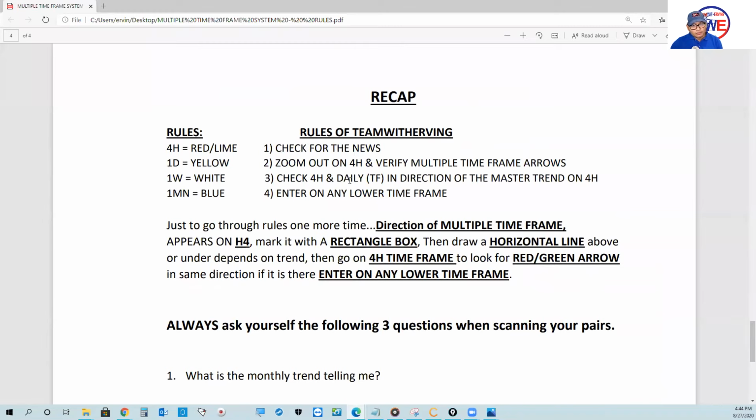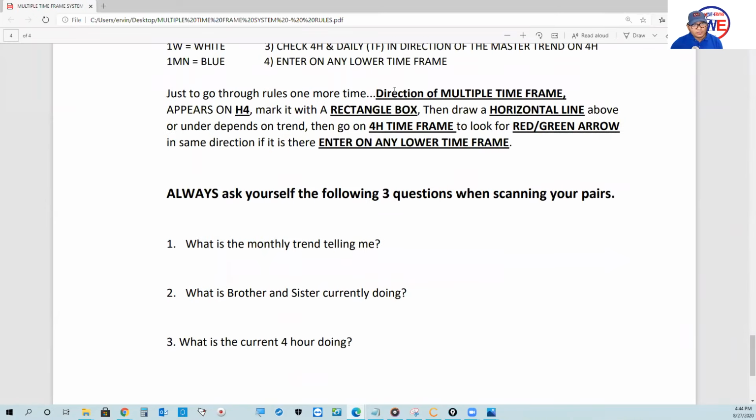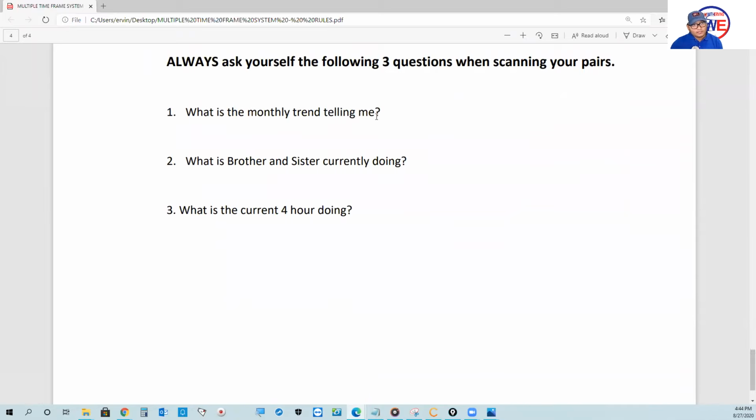So rule number 2, automatically, as soon as you bring your template, it will put you on rule number 2. Then you're going to ask yourself, what are my brothers and sisters doing? Is it going in the direction of the trend or not? What is the real time 4 hours doing? It's that simple. And then you enter in any lower time frame.